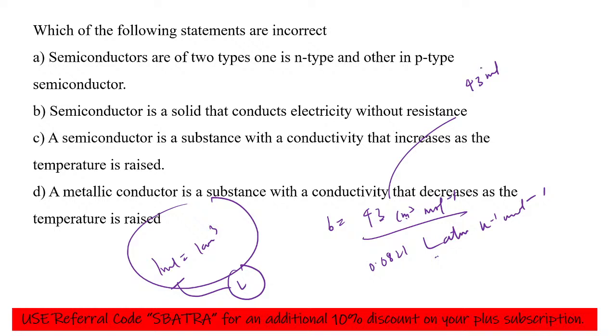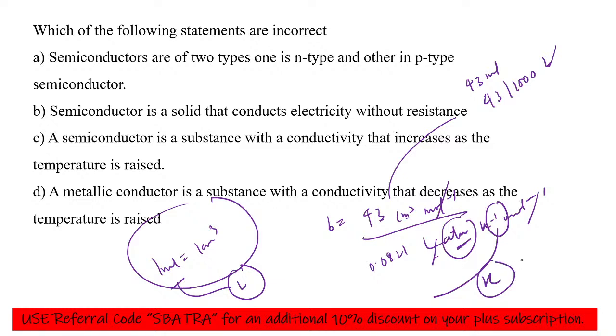And how can we convert ml to liters? We can divide this by 1000. So this would be 43 divided by 1000 liters. Now liter and liter would be cancelled, pressure term and atm would be cancelled, mole inverse and mole inverse would be cancelled, and you will be getting the answer in kelvins, which is nothing but your critical temperature.